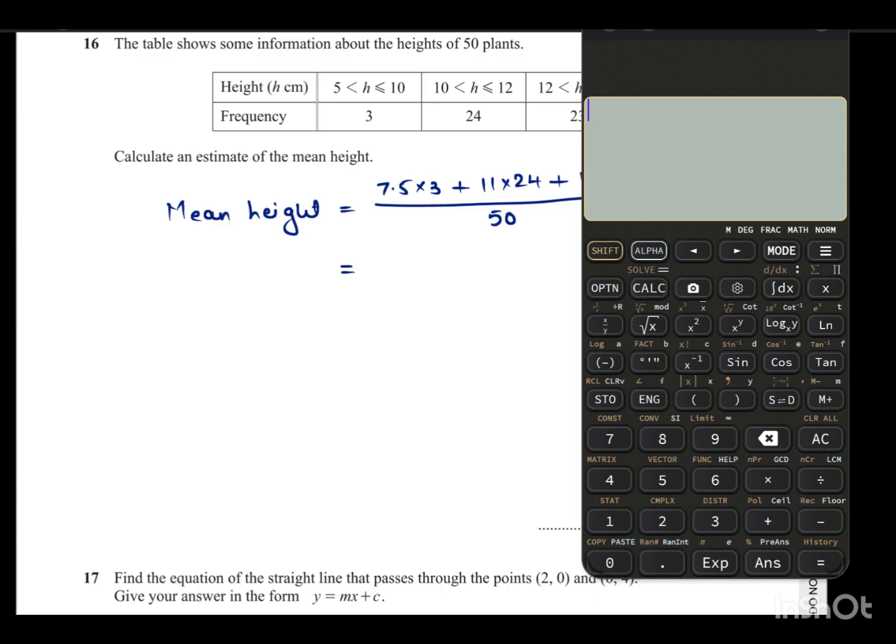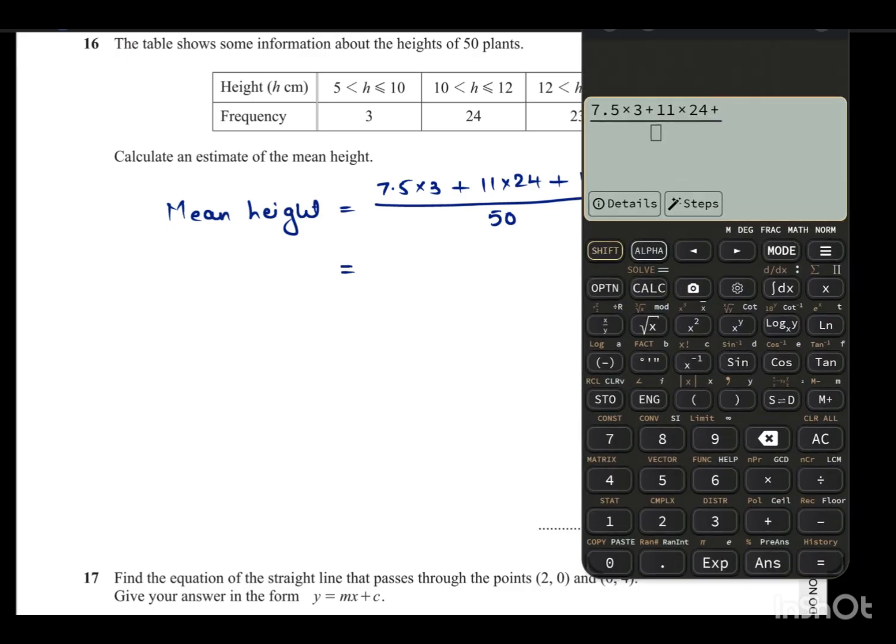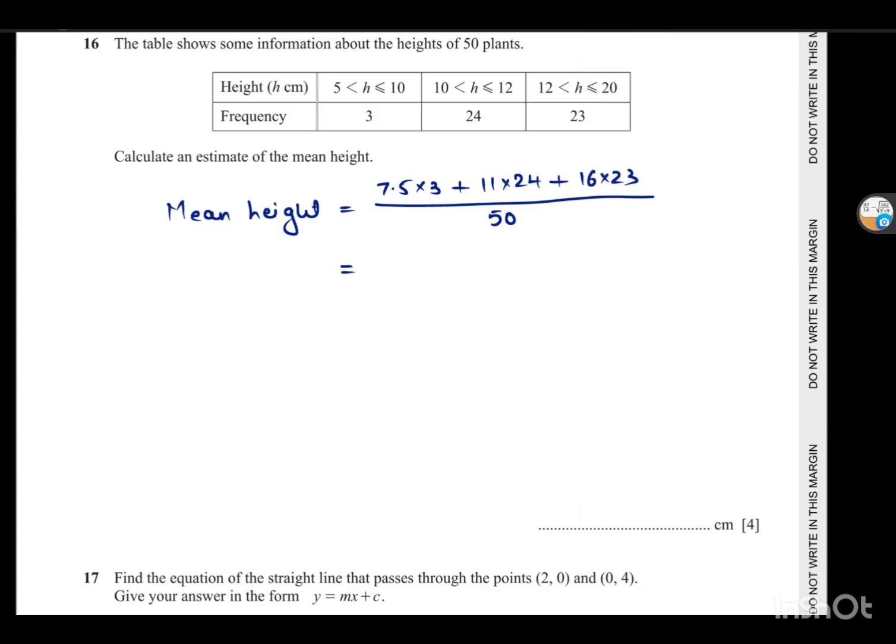Do this again in calculator. 7.5 into 3 plus 11 into 24 plus 16 into 23, by 50. 13.09. 13.09 is the, and what is the unit? Centimeters. 13.09 centimeters is the mean height of the plants.